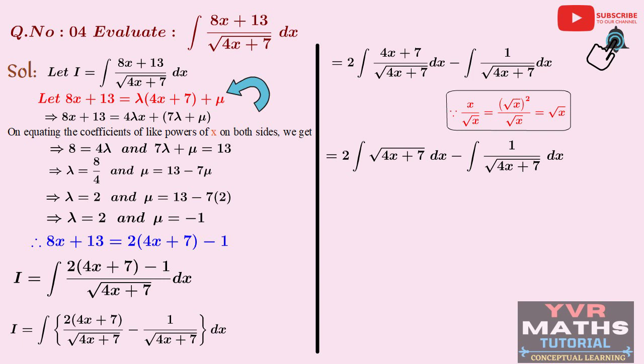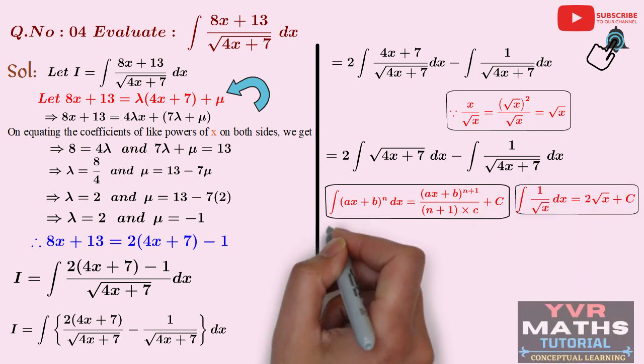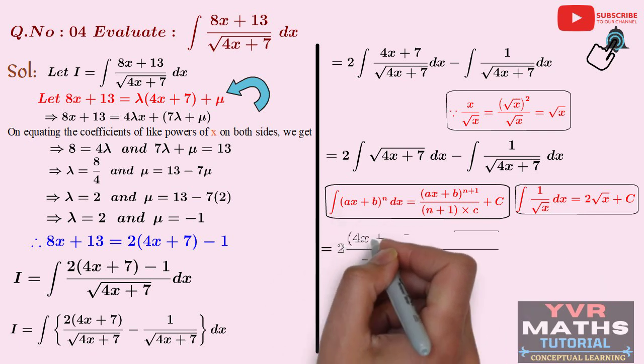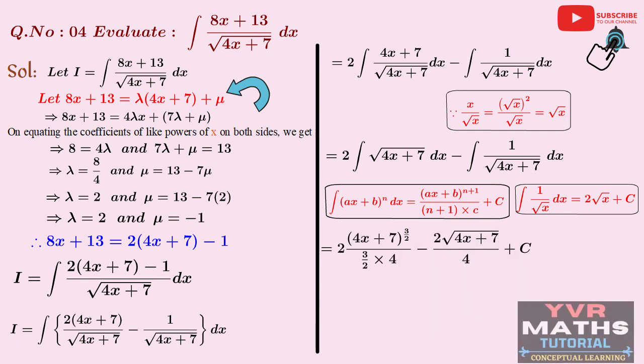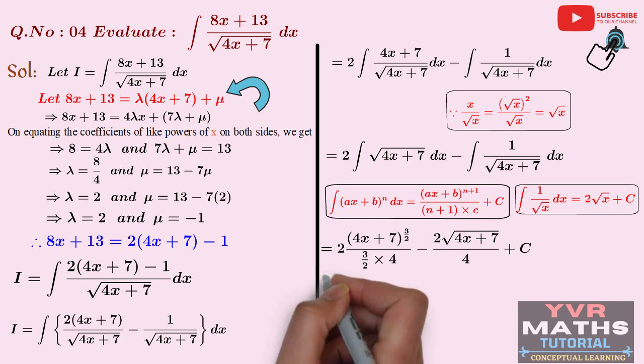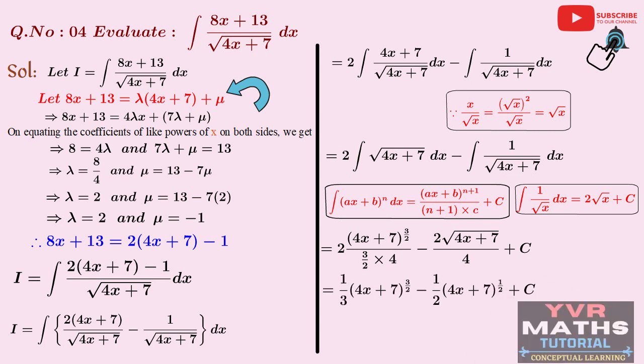We know the standard formulas: integral (ax + b) whole power n dx and integral 1 by root x dx. If we apply these standard formulas, then in the next step we get 2 times (4x + 7) whole power 3 by 2 over (3 by 2 into 4) minus 2 into root (4x + 7) by 4 plus C. Here capital C is the integral constant. If we simplify this, we get 1 by 3 into (4x + 7) whole power 3 by 2 minus 1 by 2 into (4x + 7) whole power 1 by 2 plus C. So we completed the third step also. This is the final answer for the given integral.